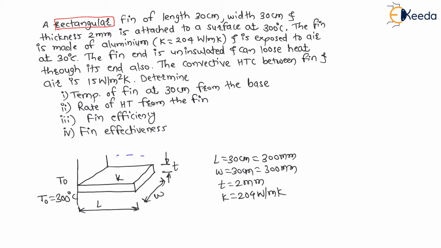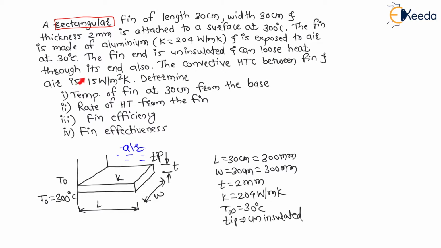It is exposed to the air at 30 degrees Celsius. The atmosphere around the fin is air, which is at T infinity temperature. Therefore T infinity is 30 degrees Celsius. Then the fin end is uninsulated. Now this end or tip is uninsulated, so we have to use the uninsulated tip formulas, right?